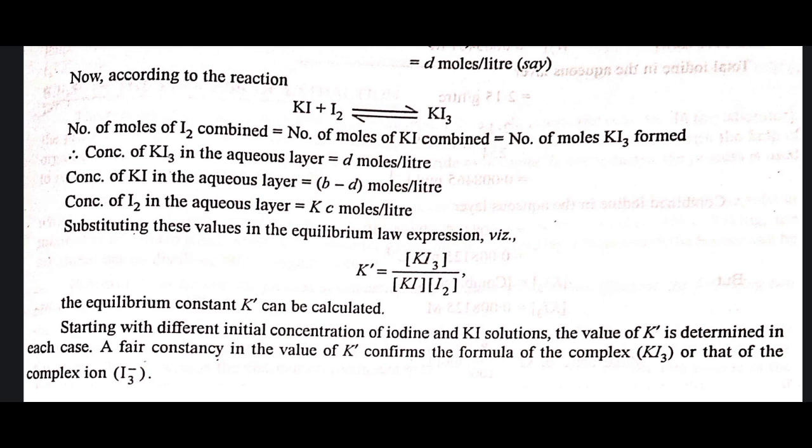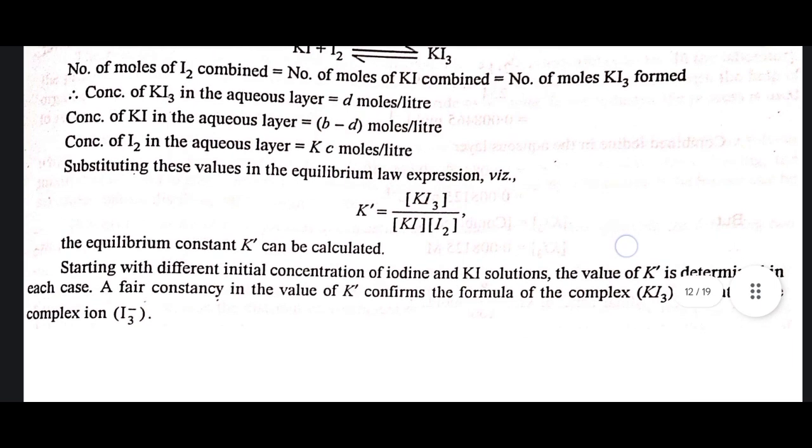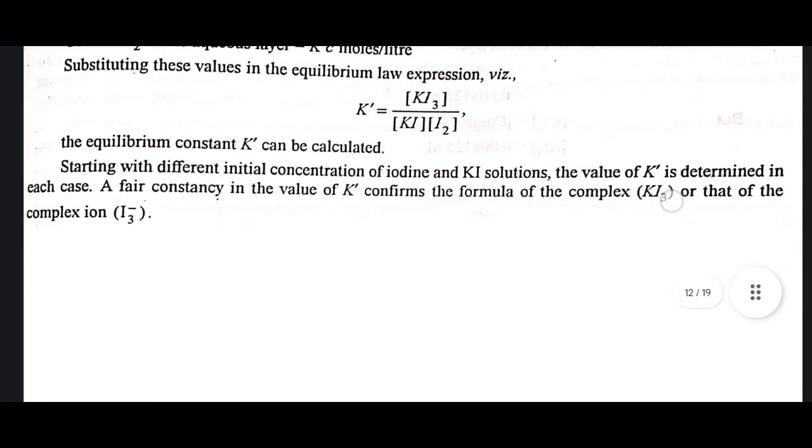The equilibrium constant K dash can be calculated. Starting with different initial concentrations of iodine and KI solutions, the value of K dash is determined in each case. A fair constancy in the value of K dash confirms the formula of the complex KI3, or that of the complex ion I3 negative.